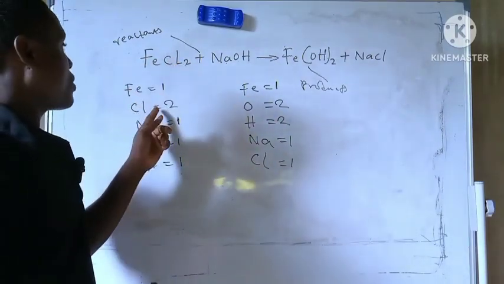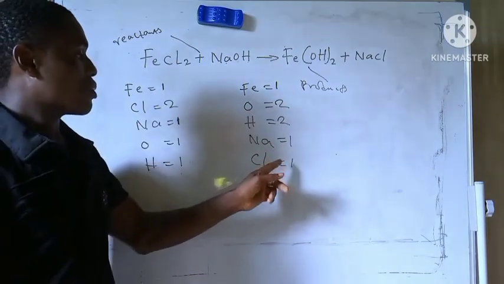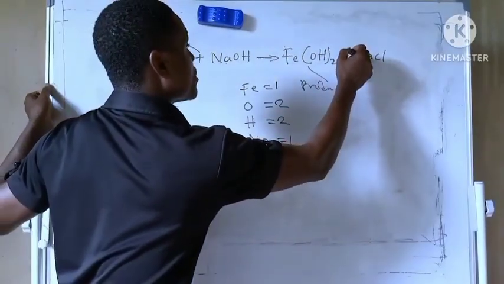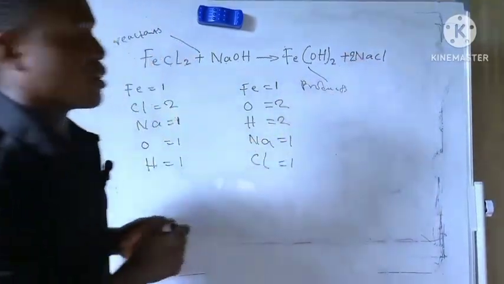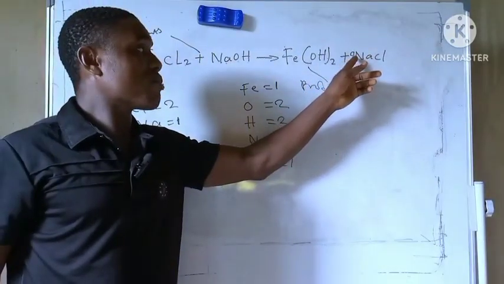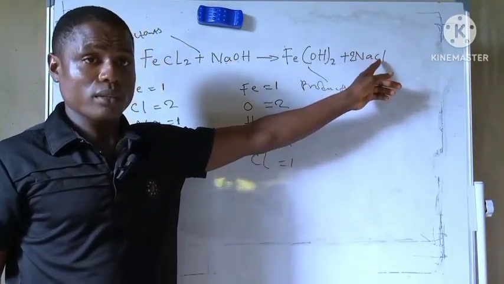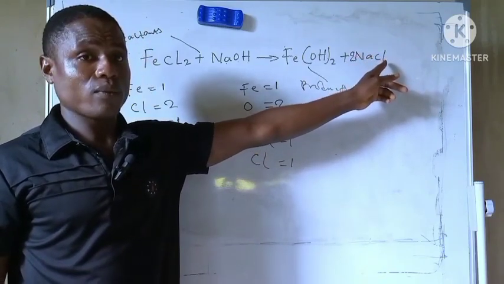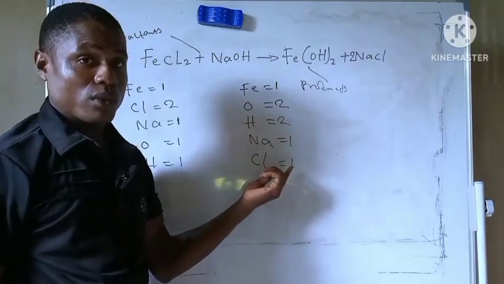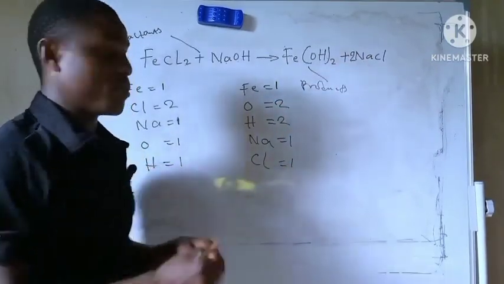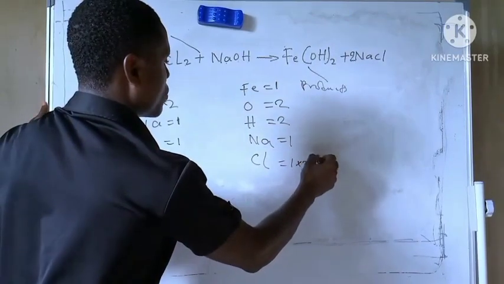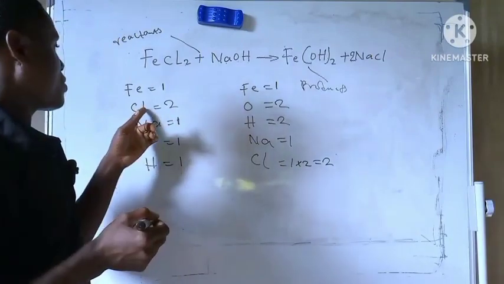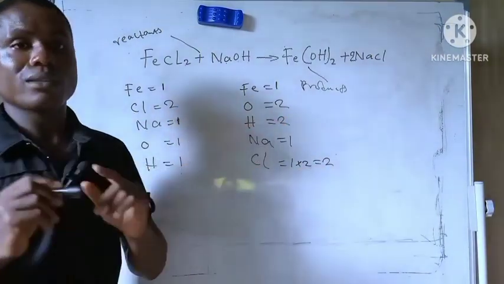So at our left side, chlorine is 2, but at our right side, chlorine is 1. What you need to do is to introduce 2 here. You get me? So this 2 is affecting both the sodium and the chlorine. Okay, so meaning we have 2 atoms of sodium here and 2 atoms of chlorine here, isn't it? You know, chlorine is 1, right? So 2 multiplied by the 1 will give us 2. So chlorine is now balanced. Here we have 2 and here we have 2.